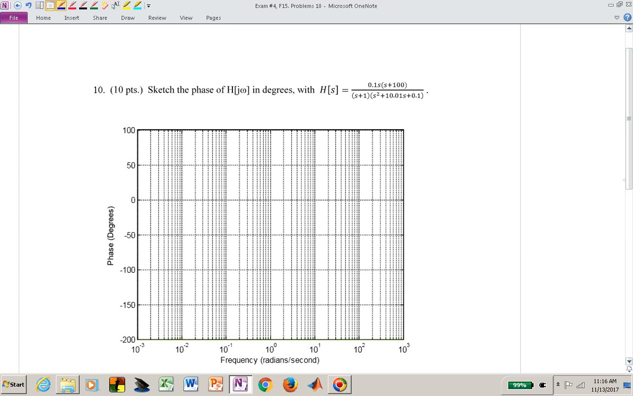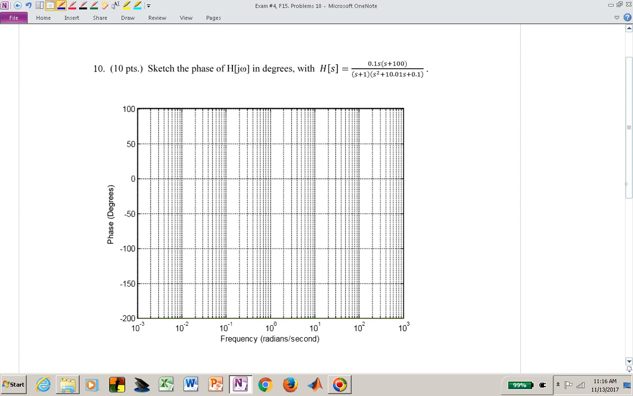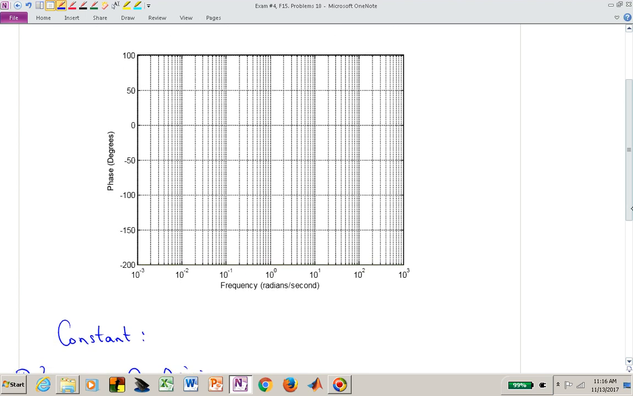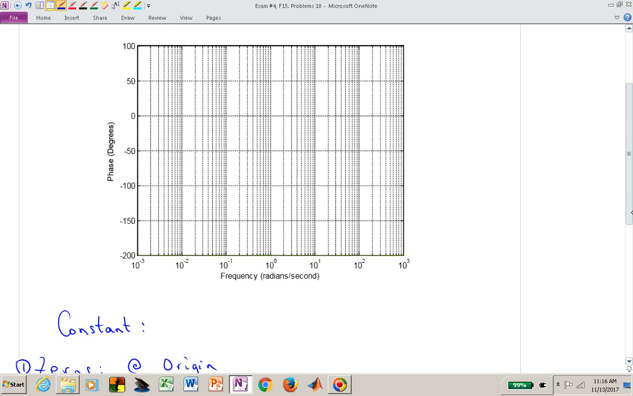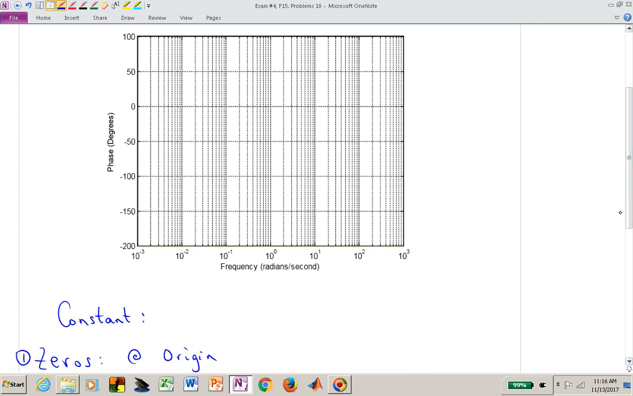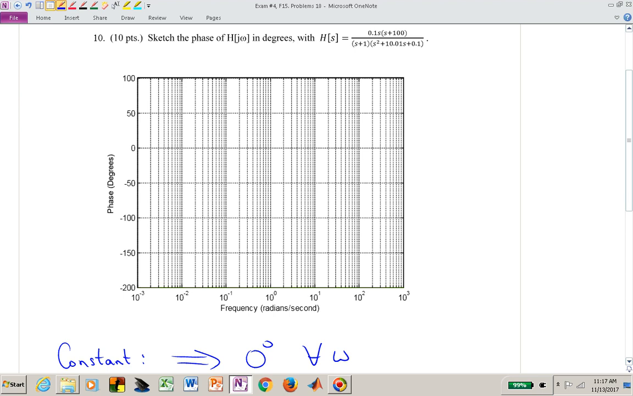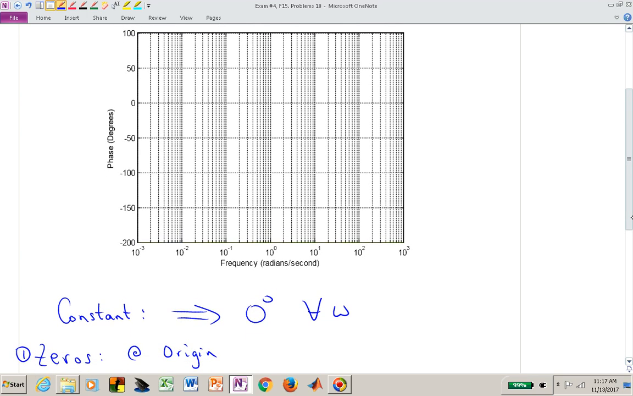I'm assuming that we've already written this in time constant form and identified all of the different pieces. The first piece we found was a positive constant, I think a constant of 100. Since it's positive, it gives us 0 degrees for all omega, and I've already sketched that contribution on our diagram. Can you see it? It's at 0 degrees. We're finished. Let's now worry about the zeros.